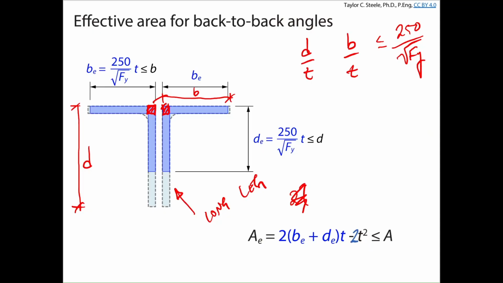We're going to do an example using long leg angles or unequal leg angles to calculate AE. But before we do that, does anyone have any questions about anything we've talked about so far this morning? Did you say minus 2t squared?